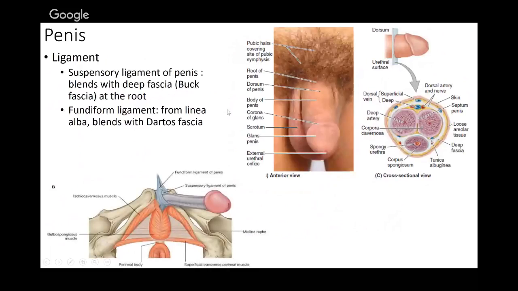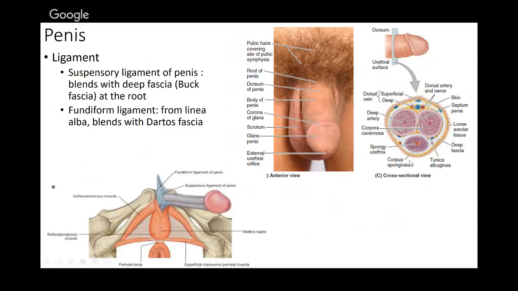The penis, so with the penis, you know the different parts of it, and look at the cross section. Be aware that the part surrounding the urethra is going to be the corpus spongiosum, and the other parts are corpora cavernosa with the deep artery running through it. It has two ligaments supporting it as well.